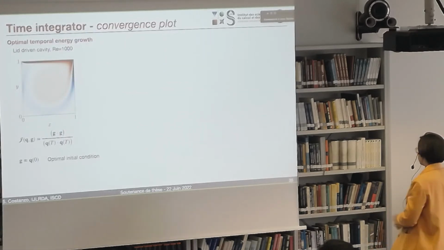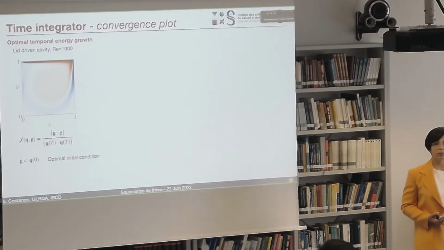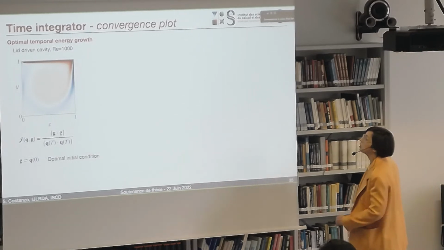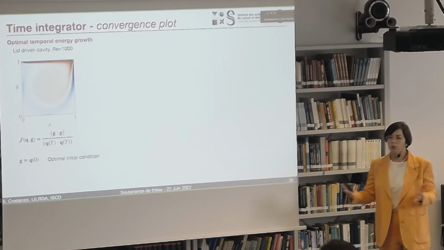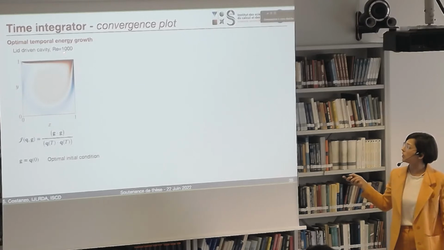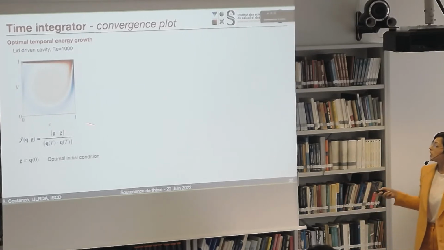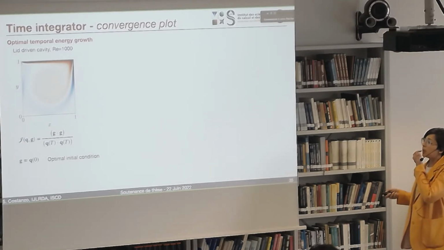Before showing the results, we did some convergence assessment for the exponential integrator with respect to the second order Adams-Bashforth we used for the homogeneous adjoint equation. We want a problem which has just a homogeneous adjoint equation, so we can compare the two. So we have an optimal temporal energy growth in the lid-driven cavity at Reynolds 1000. This is the cost function. We want to maximize the energy, so we minimize the inverse. And the control is the optimal initial condition.